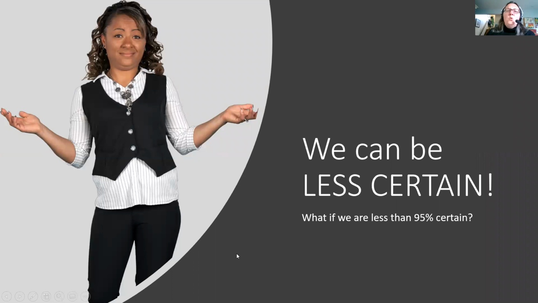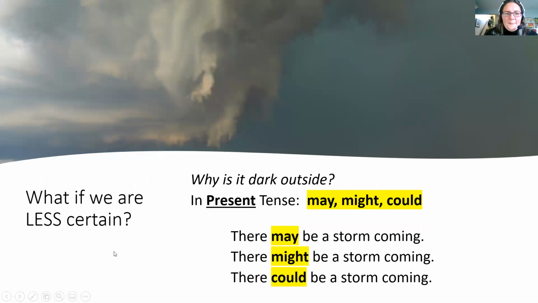Of course, we can absolutely be less certain than 95%, right? Sometimes we really are taking a good guess, but it truly is just a guess. All right. If we are less certain, remember these three, may, might, and could from present tense? That's what we would use, right?